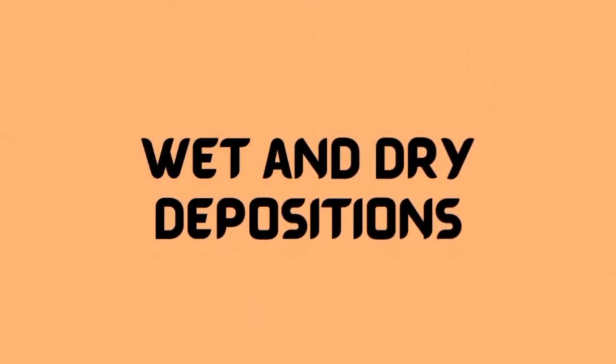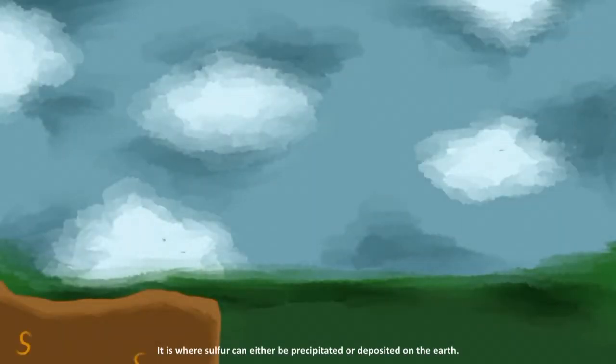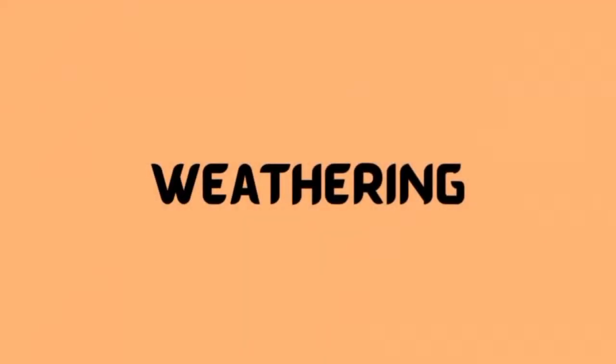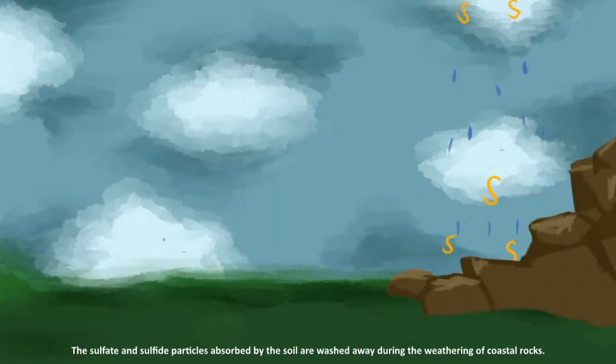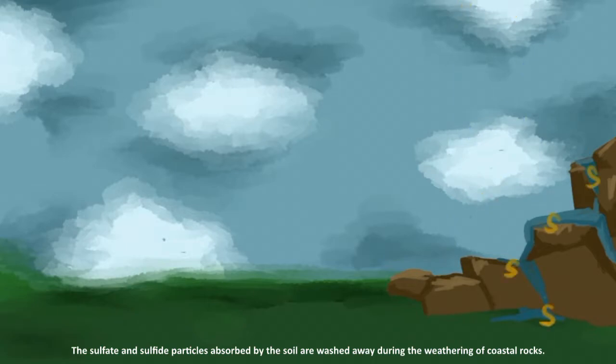Fourth, wet and dry deposition. It is where sulfur can either be precipitated or deposited on the earth. Fifth, weathering. The sulfate and sulfide particles absorbed by the soil are washed away during the weathering of coastal rocks.